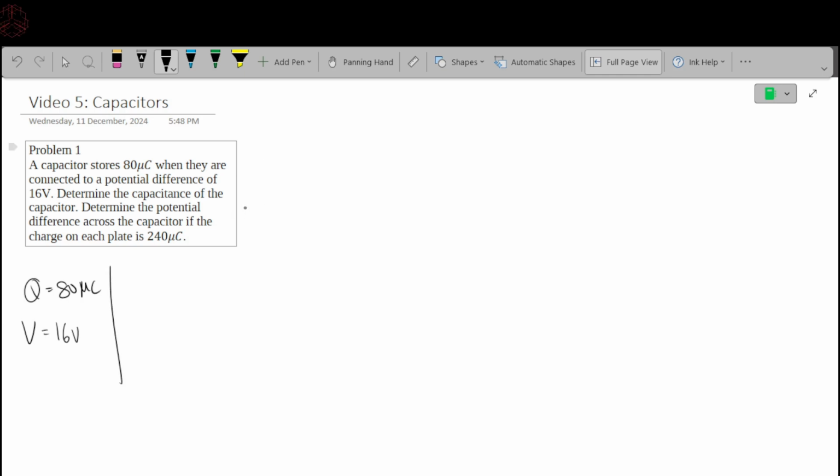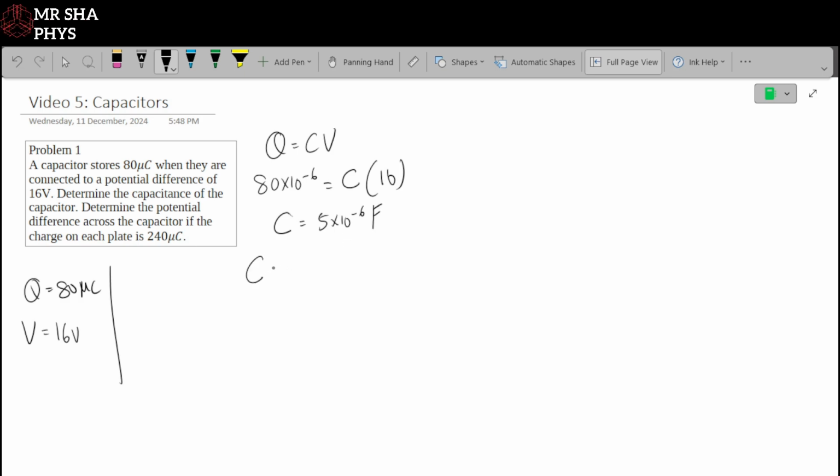Okay, so in order for me to calculate that, I have to remind myself that Q equals CV. Then I will have 80 times 10 power of negative 6 equals my capacitance times my voltage, which is 16. That would give me a capacitance of 5 times 10 power of negative 6 farads. That means the capacitance is equal to 5 microfarad, and that's the answer for the first part.